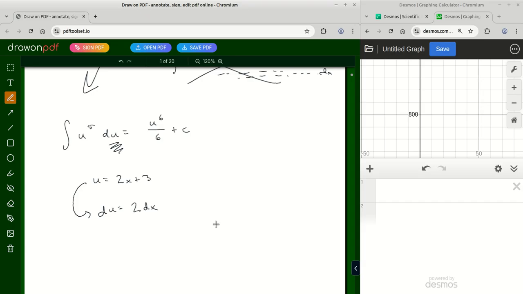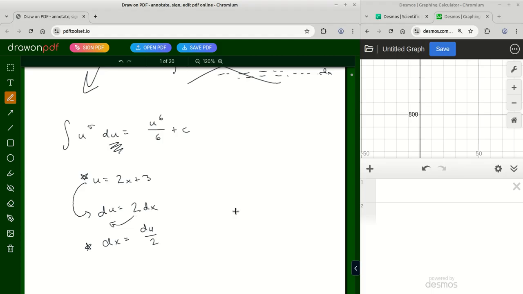This is not where I stop. I continue on. I say, you know what? This is not a very good formula. I want a dx formula. So I divide by the 2 on both sides to get du over 2. Knowing that I have this and I have this, I can actually do what we just did here. So let me now do the whole problem.